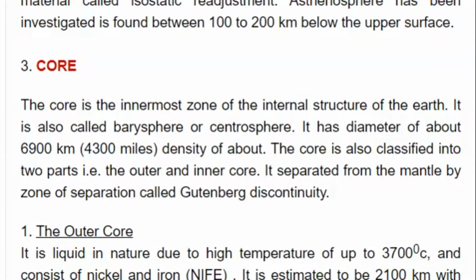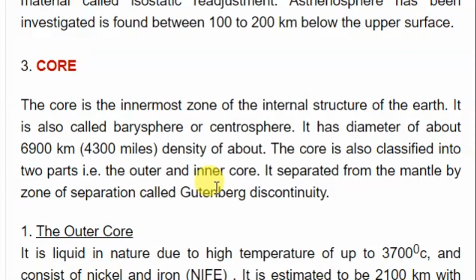Now from there, let's move to the third layer of the earth, which is the core. The core is the innermost zone of the internal structure of the earth. It is also called the barysphere or centrosphere. It has a diameter of about 6,900 kilometers, or 4,300 miles. The core is also classified into two parts, the outer and the inner. It's separated from the mantle by a zone of separation called Gutenberg discontinuity.